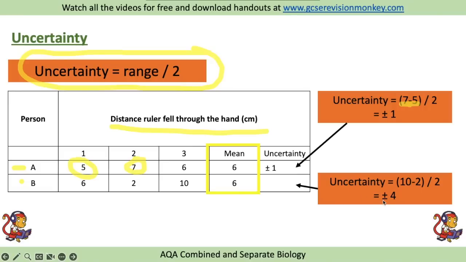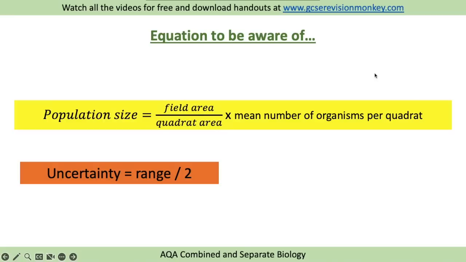And then the uncertainty for the second set of data would be plus or minus 4, because the biggest number is 10, smallest number is 2, and that would give us our range, 10 minus 2 divided by 2. So yes, they both have the same mean, but because person A's numbers were closer together, they have a smaller uncertainty. Because person B's had a bigger range in their results, they have a much larger uncertainty around their mean. So the 2 calculations to be aware of, uncertainty can come up in any paper, and population size calculation will just be relevant for biology paper 2.